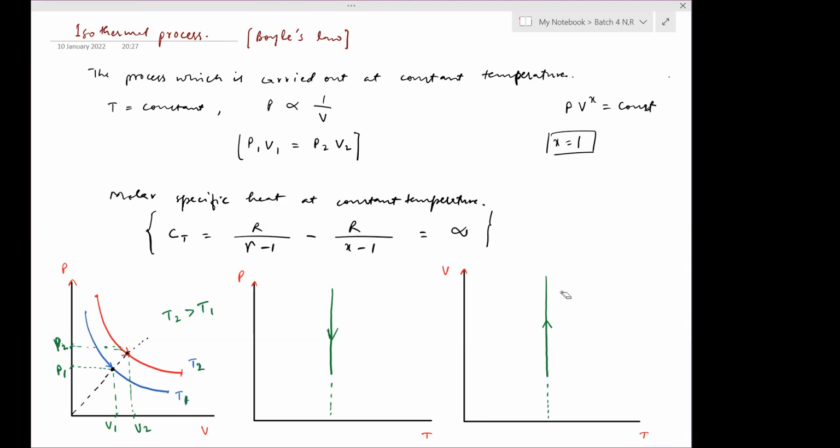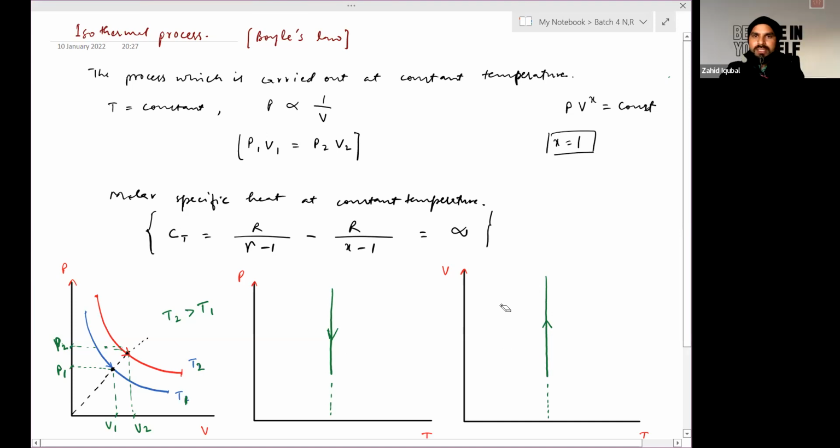Okay, sir. So we have to draw separately for expansion and contraction. Yeah. I'm just drawing only the expansion part for this entire process. If you reverse the direction of the arrow for each part, you will get the contraction curve. That's it.